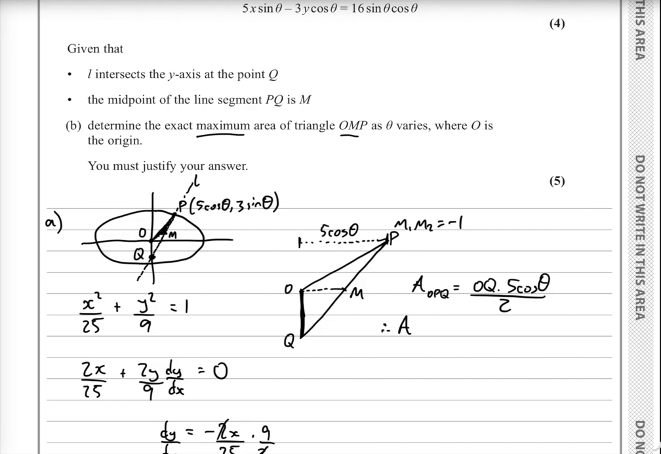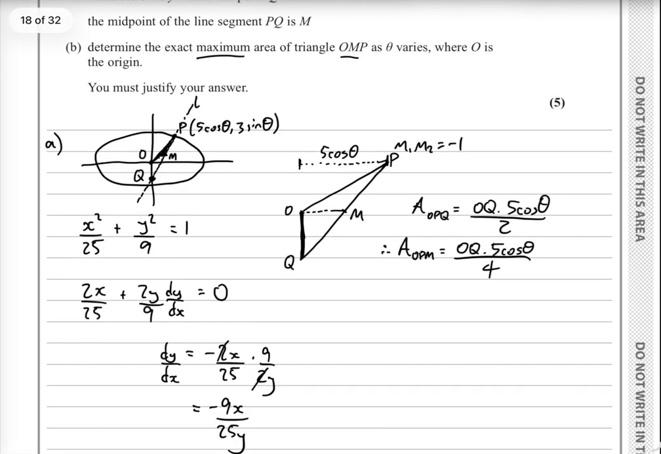Therefore the area of OPM is half of that. So that's OQ times 5 cos theta over 4. So we need to know the distance OQ. The distance OQ is just the magnitude of the y-coordinate of Q. So we need to find where the line L intersects the y-axis. That is when x equals 0.